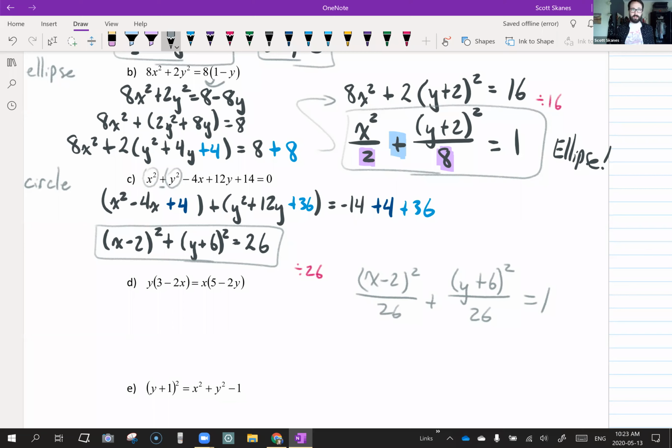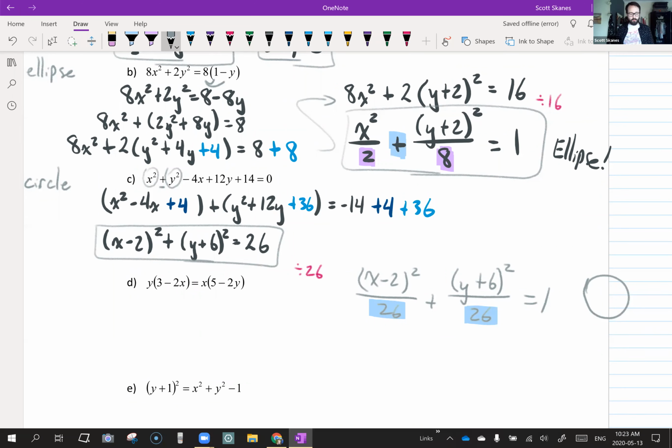It's in the form of an ellipse, but what you'll notice is that 26 and 26 are on the bottom. An ellipse is supposed to have two different numbers down there, because it's either supposed to be stretched in the x direction or stretched in the y direction. But this means that it's not stretched in either direction, it's stretched equally in both directions, which is a circle. That's what a circle is. It's like a perfect ellipse, an ellipse with no eccentricity.